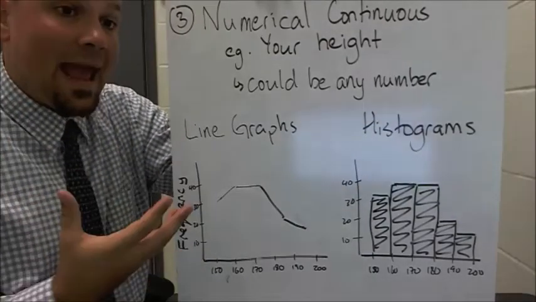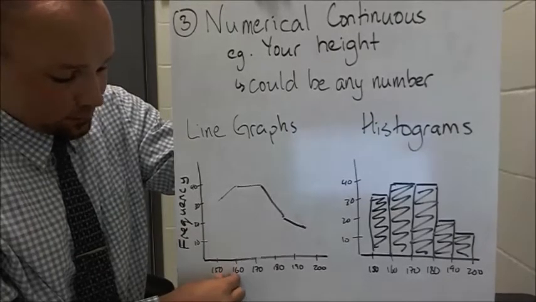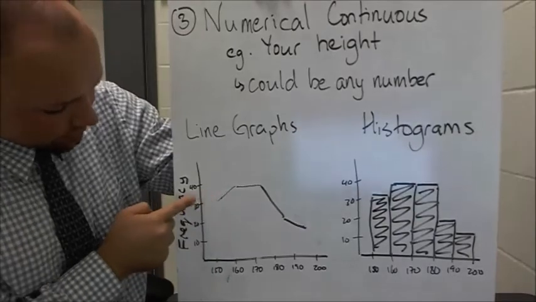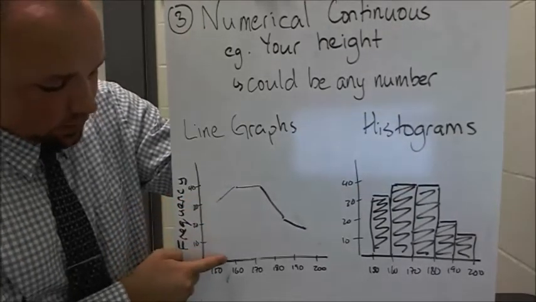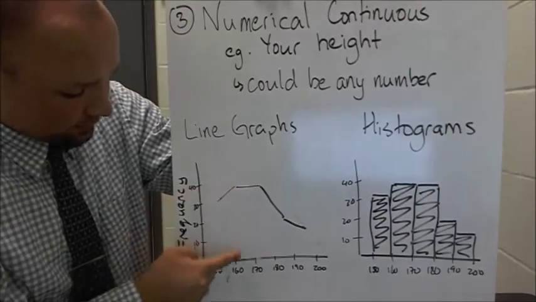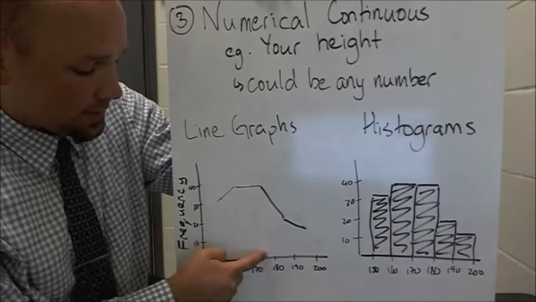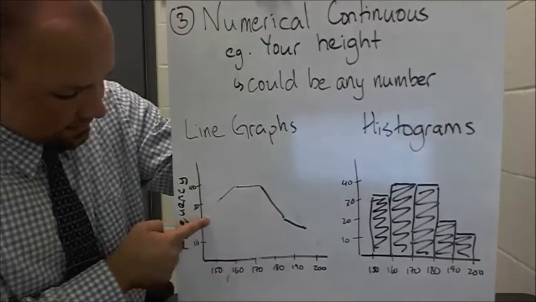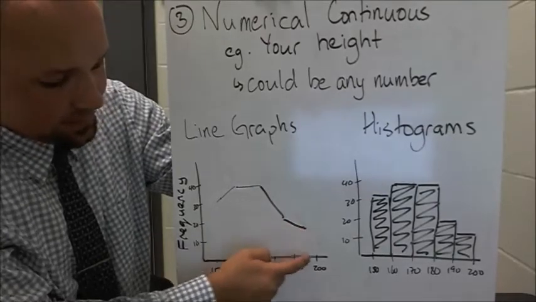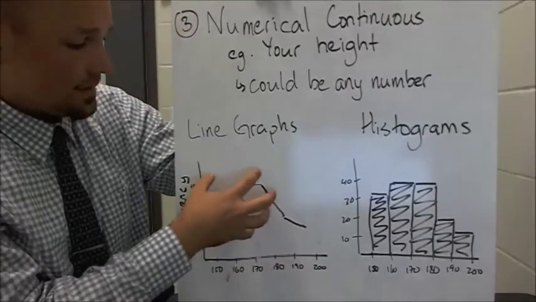And then everybody that fits into this list, so 150 to 160, I count them to there, right? So this shows that about 32 people are between 150 and 160 centimeters. It shows that about 40 people are between 160 and 170, 40 people are between 170 and 180, 20 people are between 180 and 190, and only about 15 people are between 190 and 200. Okay? So this is a line graph.